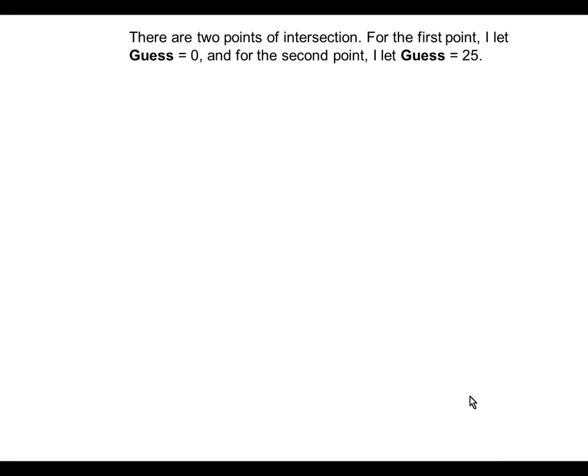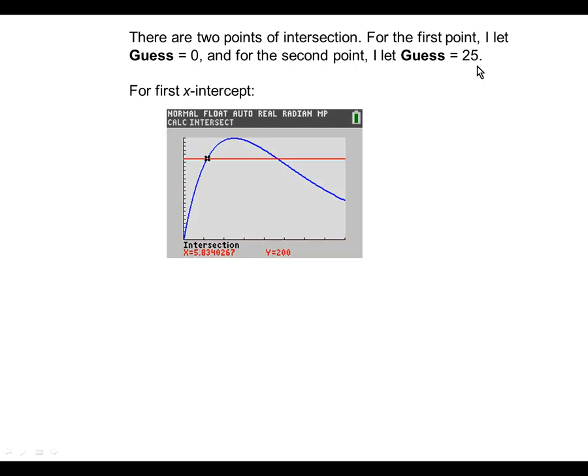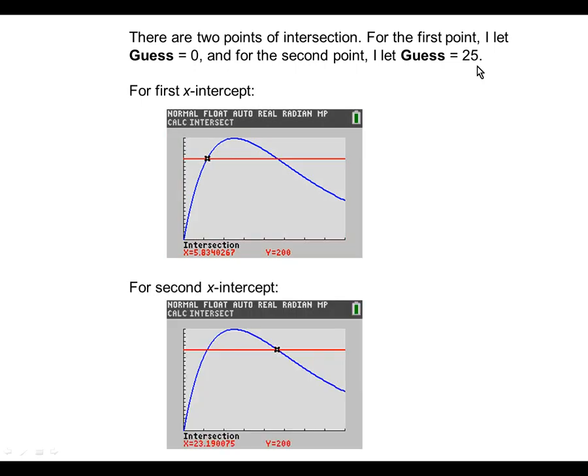So there are 2 points. Again, I used 0, and I actually did 20 when I was doing it live and in person, but on the slide I did 25. So again, the 5.83 and the 23.19. We want the population to be viable, so that means at least 200, so we'll include those 2 endpoints, 5.83 and 23.19, and the blue graph is above the red one in between those values. For steps 3 and 4, only whole numbers make sense, so 6 and 23.